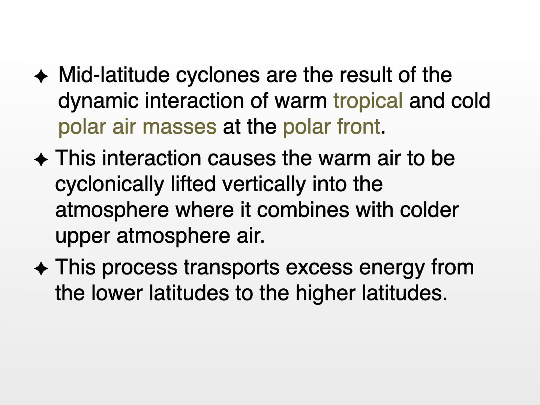In this interaction, warm air is pulled into the system. It rotates cyclonically and is lifted vertically and mixes into the upper atmosphere with colder upper air found there. Behind these mid-latitude cyclones, there's usually a downdraft of cold air from the upper atmosphere as they move past. Mid-latitude cyclones transport excess energy from the lower latitudes to the higher latitudes.